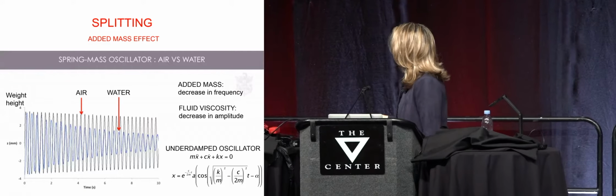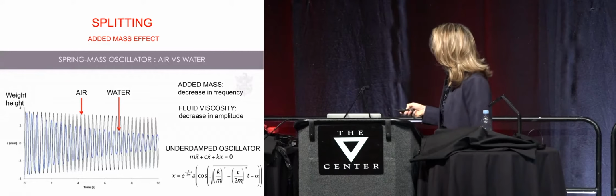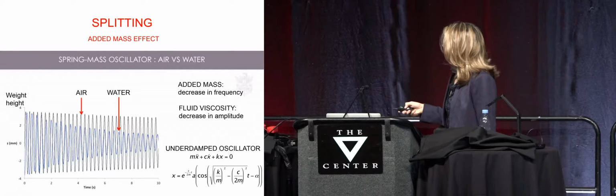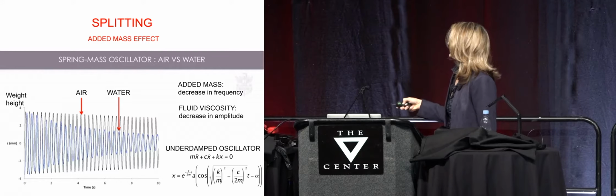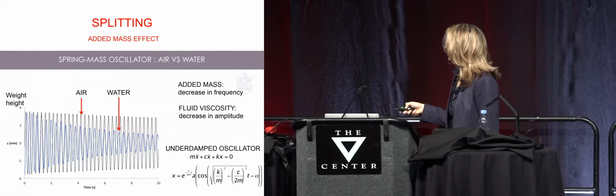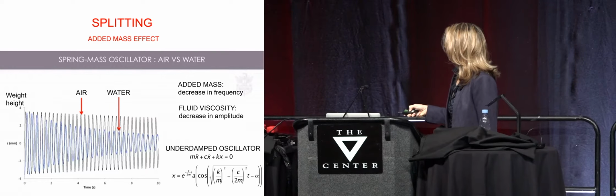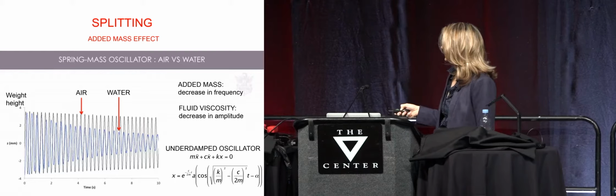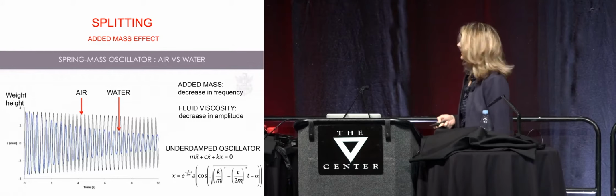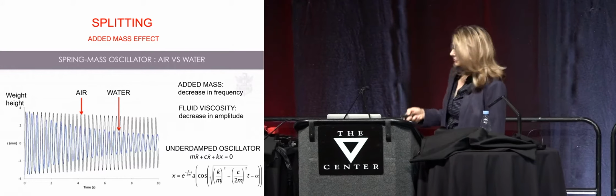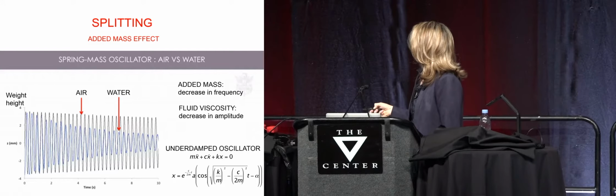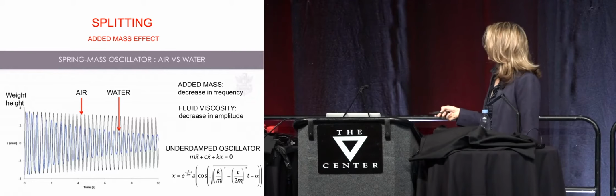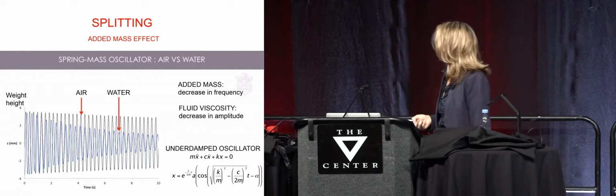So if you measure the height of the center of mass of the weight and plot it against time, then you see, of course, something which looks like this. This is the behavior in air, and blue is the behavior in water. You see that you have a frequency of oscillations in water, which is slightly larger than in air. And if you try to solve this system, so this is a simple underdamped oscillator, you will get your solution, which looks like this as a function of time.